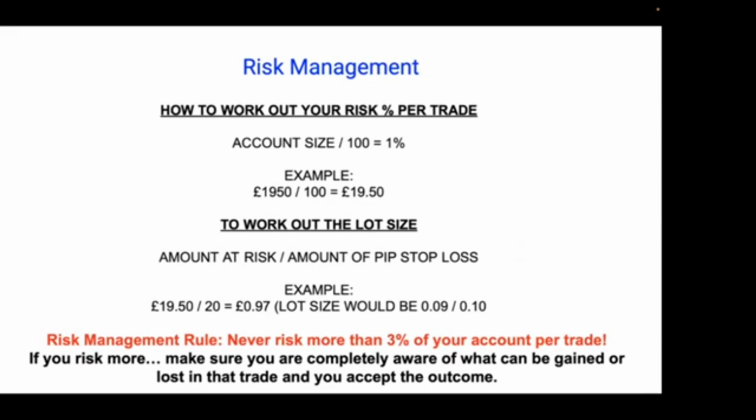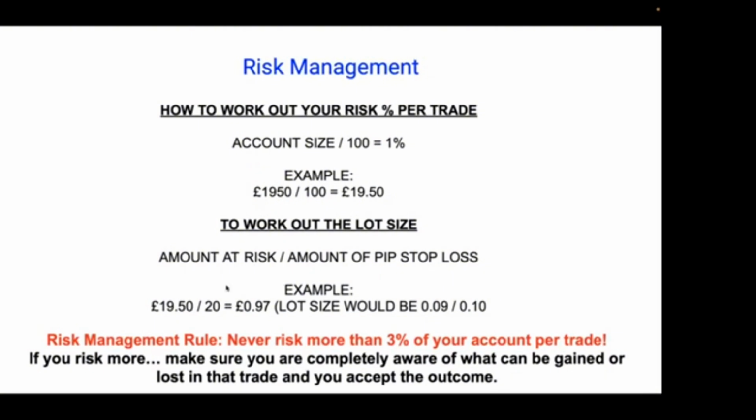So how I work it out for me: account size, divide by 100, is obviously 1% there, right? So if we're doing that, we're risking 1%. An example of this, if you had a £1,950 account, 1% would be £19.50. To work out the lot sizes here, you do the amount at risk divided by the amount of pips at stop loss. Let's say the stop loss was 20 pips. You would do £19.50 divided by 20, which is 0.97. So you could either do this at 0.09 lot sizes or 0.1.